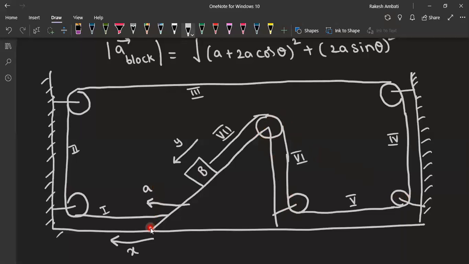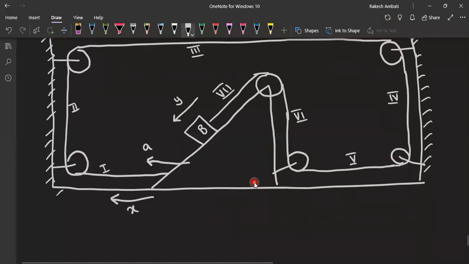Okay, first to draw the figure, I need some space. I'm taking the first segment. Here the wedge is moving leftwards, so first segment length decreases by x. Then after it is a fixed pulley. They are not moving, so this distance is constant.